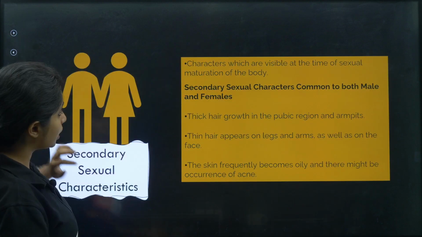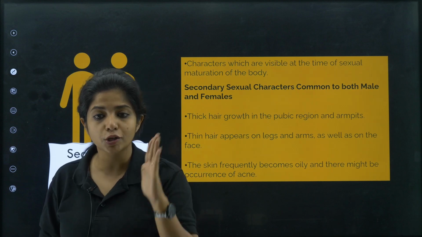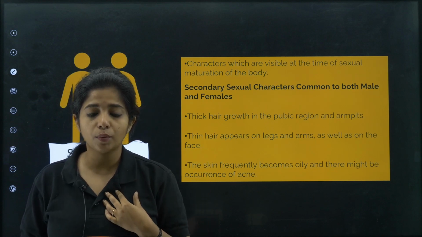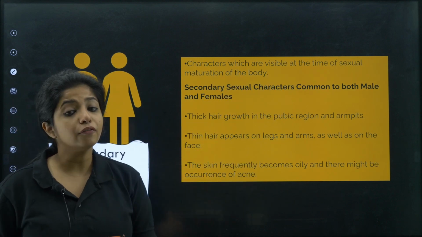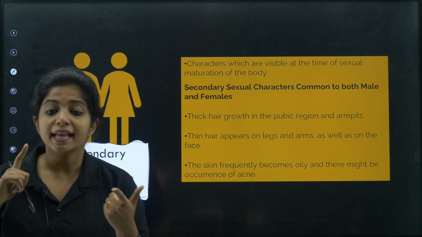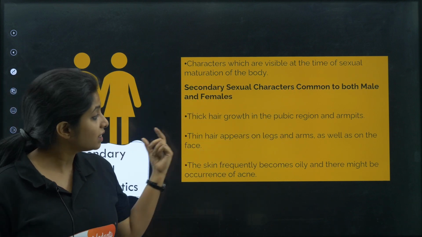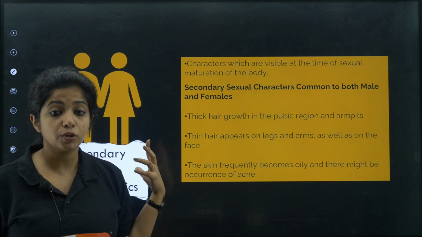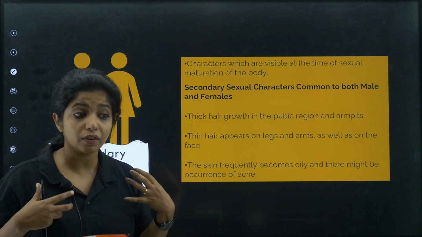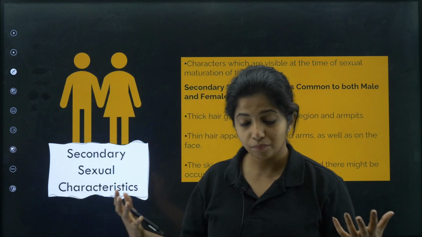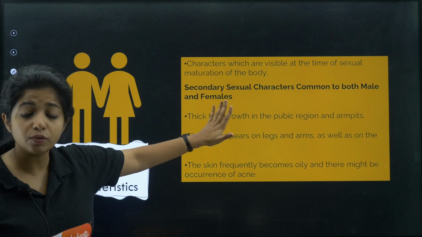Puberty. So there are certain changes that happen when we hit puberty, and these are known as secondary sexual characters. These changes that we are having in our body are secondary sexual characters, characters which are visible at the time of sexual maturation of the body. So there are few things that are common to both male and the female. What are those? Thick hair growth in the pubic region and the armpits. Okay, that is found in both female and the male. Thin hair appear on the leg and the arms as well as on the face also. The skin frequently becomes oily, and there might be occurrence of acne, which is why when we hit puberty, all of us might have had acne, or you might be still having acne. Okay, so these are the secondary sexual characters which are common to male and female.